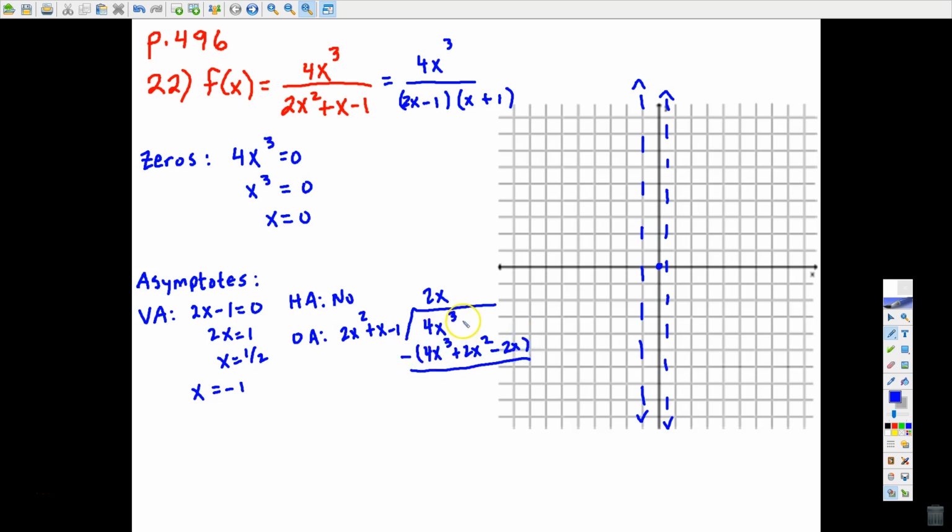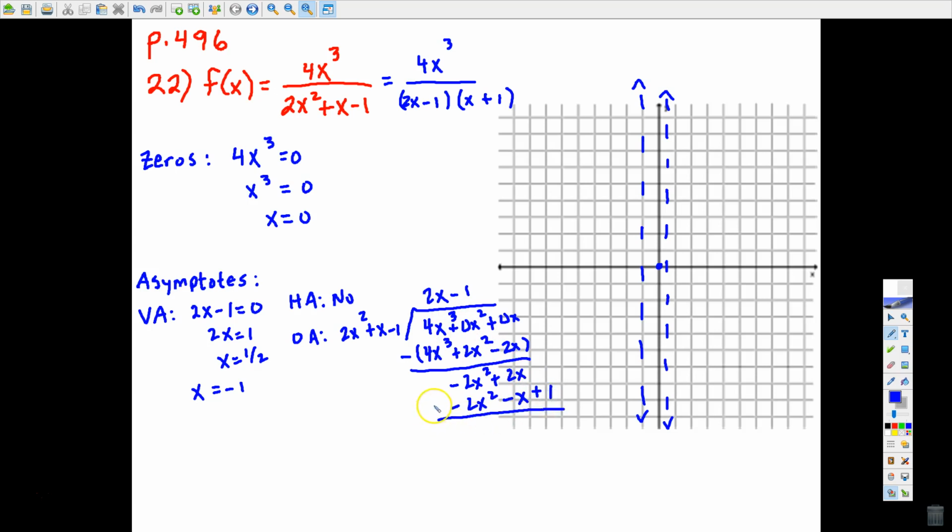The x cubes will cancel. So if you want to, you can think of this as 0x squared. So 0 minus 2 is -2x squared, that's right. And then if you want to, you can think of this as 0x, and 0 minus -2 is +2x. And then we'll continue the process. Divide first term into first term, 2x squared into -2x squared goes -1 times. And -1 times 2x squared, -2x squared, minus x plus 1.